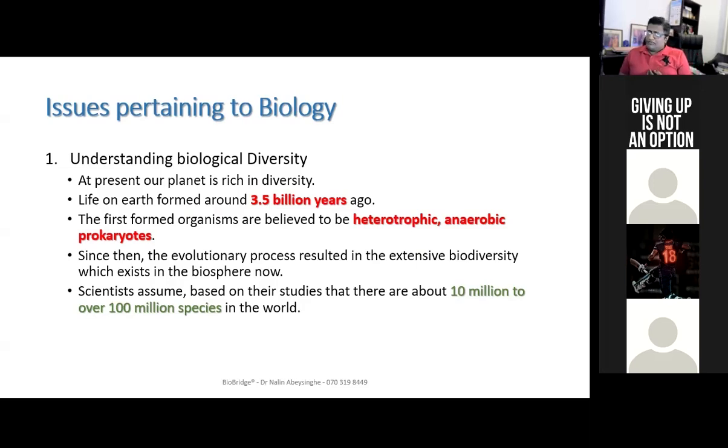Are we autotrophs or heterotrophs? We are heterotrophs because we can't produce our own food. So we have to depend on the food which is manufactured by someone else, right? So we are heterotrophic, and plants, cyanobacteria, they are autotrophic, right? Then what is this anaerobic? Anaerobic and the other word is aerobic, right?